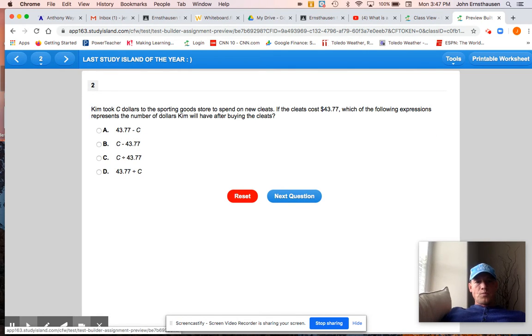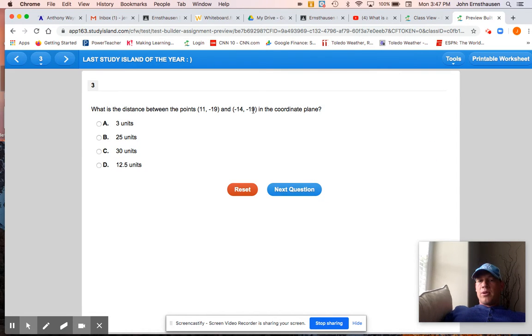Question two is writing an expression. Kim took $C to a sporting goods store to spend on new cleats. If the cleats cost $43.77, which of the following expressions represents the number of dollars Kim will have after buying the cleats? So which expression works for this?